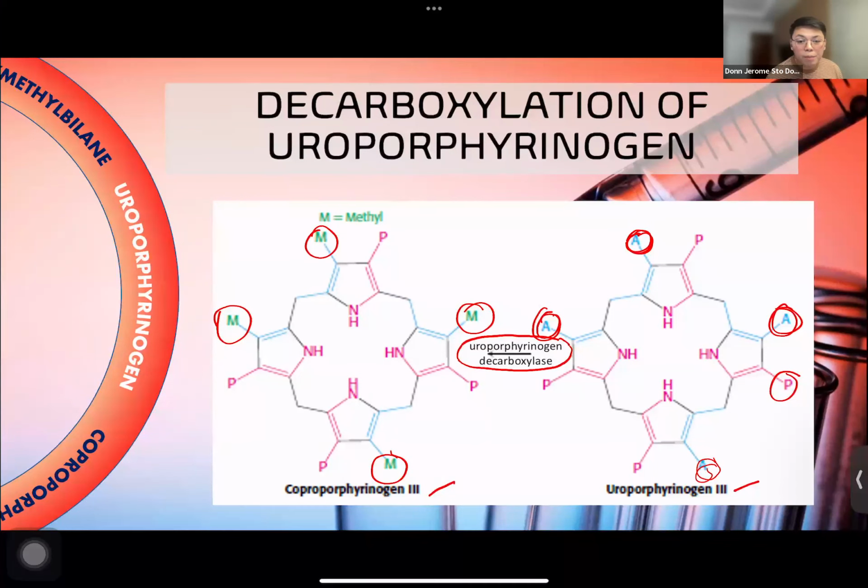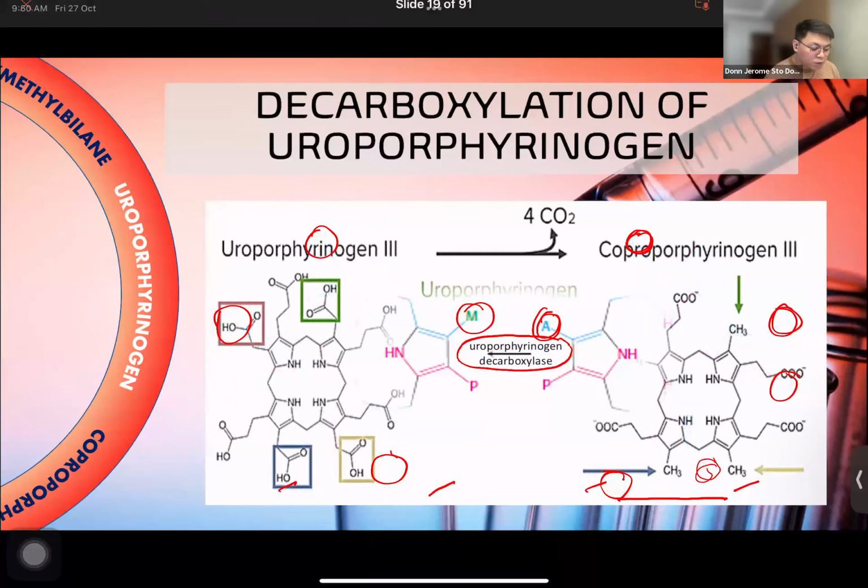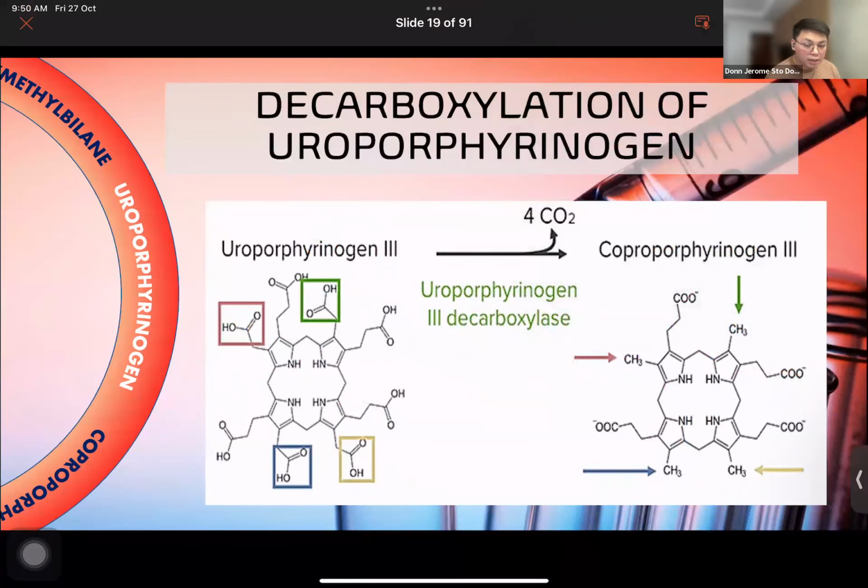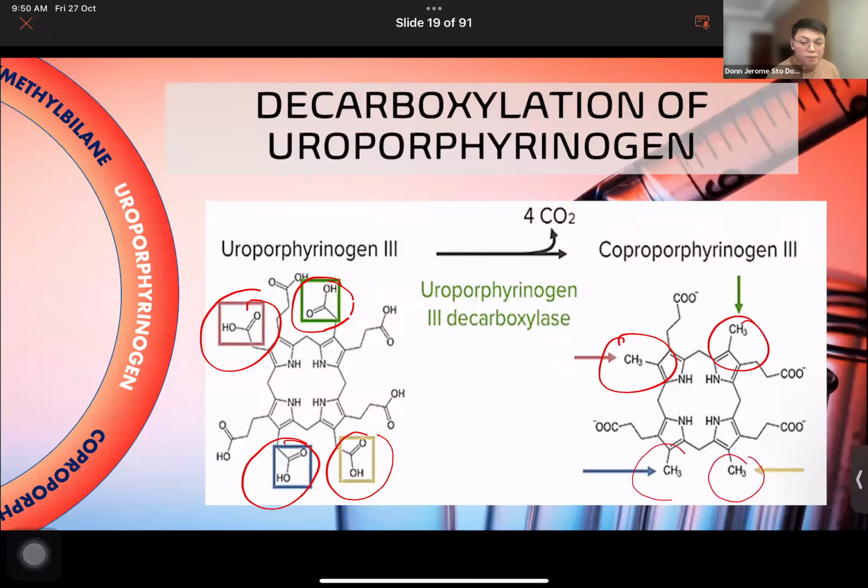So pag tinanong kayo, between the two, sino ang mas ma-isolate natin sa urine? We can actually check the porphyrins in urine or in the stool. So sa urine, between the two, sino ang mas ma-isolate natin? It's your uroporphyrinogen or porphyrin. Kaya nga ang pangalan niyan, may uro sa pangalan, no? Kasi it's initially isolated in the urine. Alright? So this picture just shows you that again, acetate side chains are converted to methyl side chains.